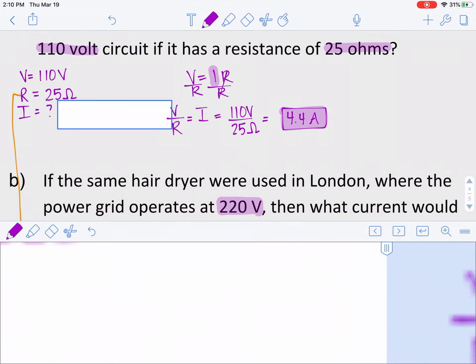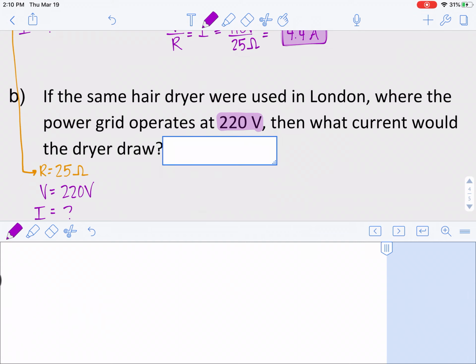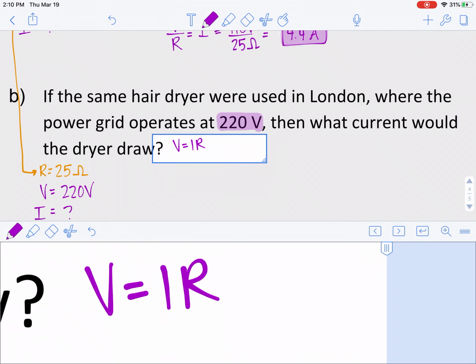Now, whatever prediction you made, hopefully you used Ohm's law to make that prediction. We have an equation that says V is equal to IR. Previously, we talked about the relationship between I and R when V was staying constant. If I goes up, R goes down. If R goes up, I goes down. But this time in the problem, voltage is not remaining constant.